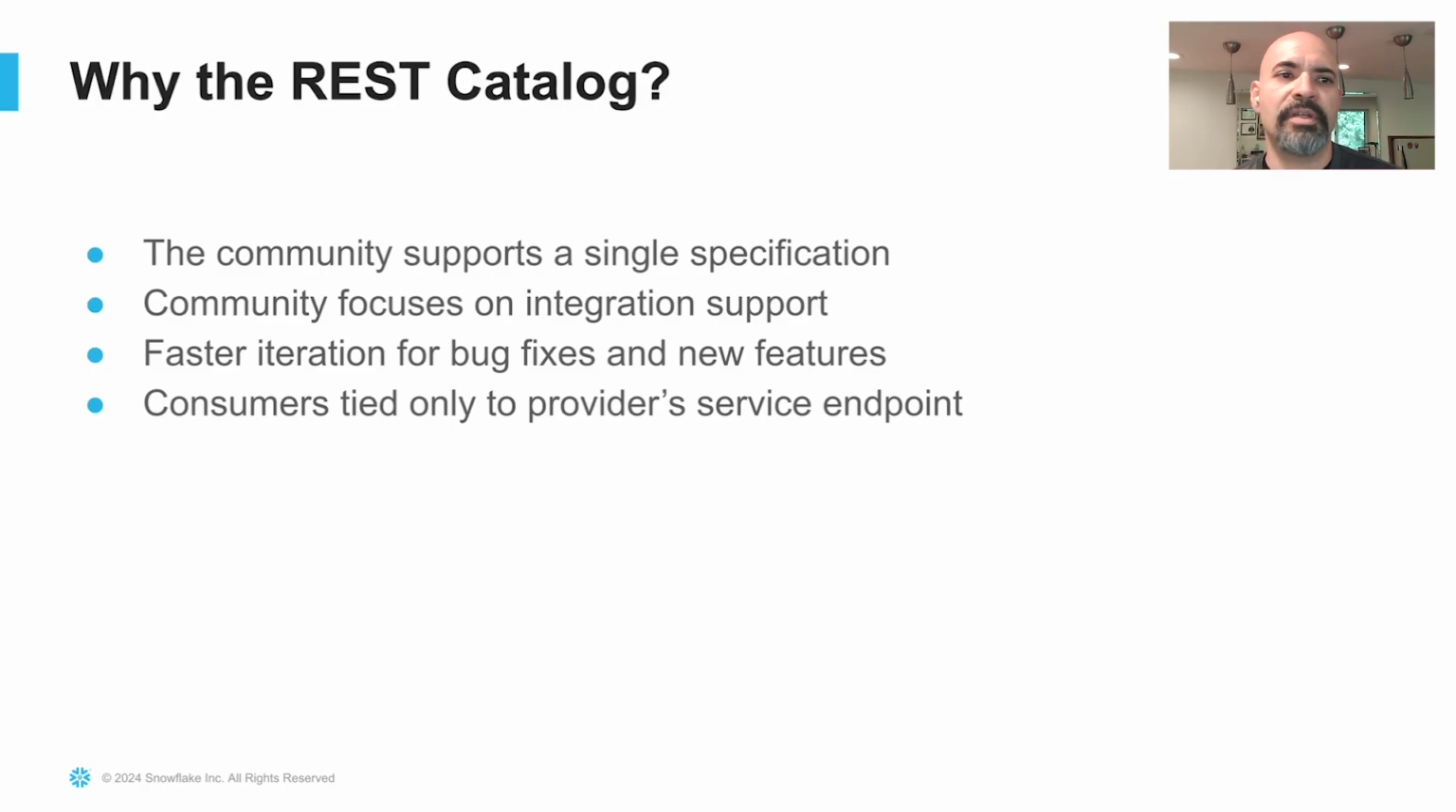So the purpose of the REST catalog is really to solve these problems, right? So now rather than the community focusing on managing a bunch of different catalogs, the community can support a single specification. And that means the community can focus instead on integration support instead of feature parity across the different implementations. That naturally leads to faster iteration for bug fixes and new features. And then as a data consumer, you are tied to your dependency's service endpoint rather than having to know what their specific catalog implementation is.